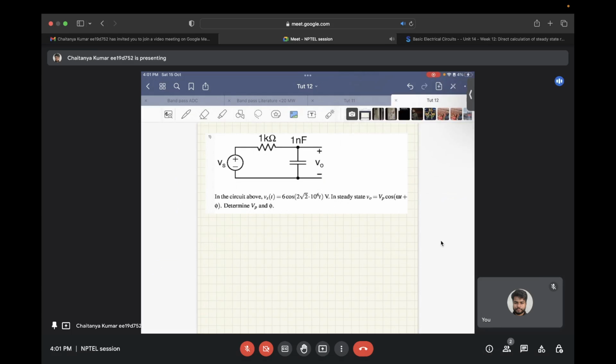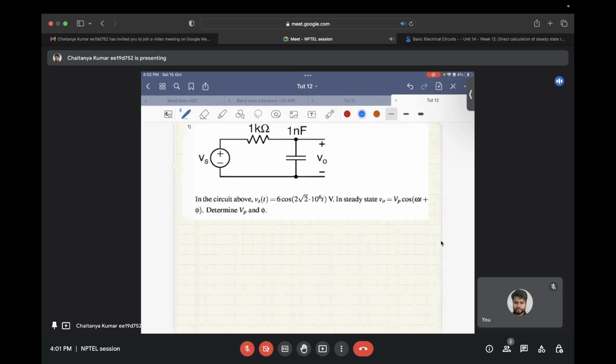So let's start with the first question. It's a low pass RC filter, and in this you have been given a sinusoidal voltage source with an amplitude of 6 and frequency of 2 root 2 into 10 to the power 6 radian per second, applied to this low pass filter with 1 kilo ohm of resistor and 1 nanofarad of capacitor. And in the steady state, we need to find out what is the output, and what terms we need to find out in the output are the omega, the amplitude, the frequency.